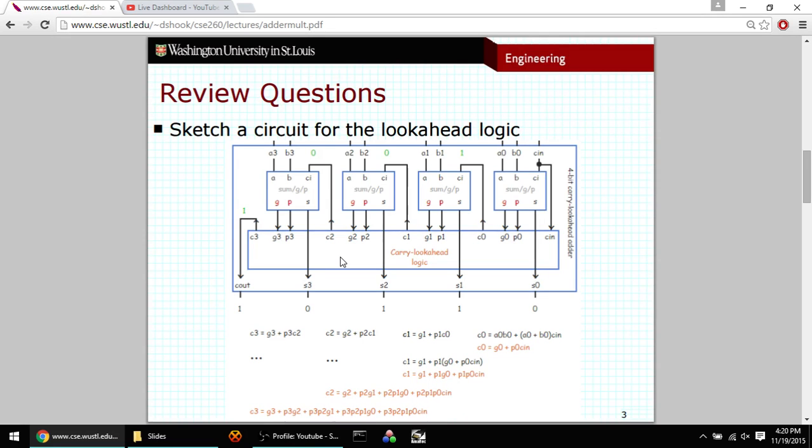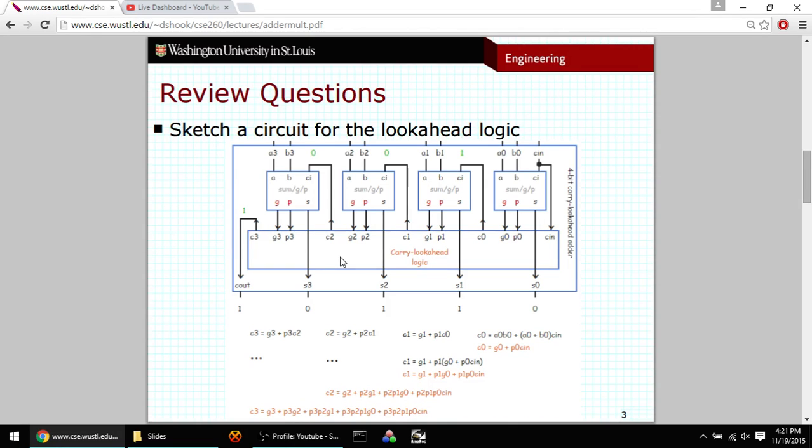G means I'm going to generate a carry bit, or propagate means if I have a carry-in bit, then I'm going to continue to propagate it. So in that case, if I want to sketch this out as a circuit, what does that look like? I need an OR gate. G is going in there, and then I need an AND gate with P and C in. Everybody with me so far?